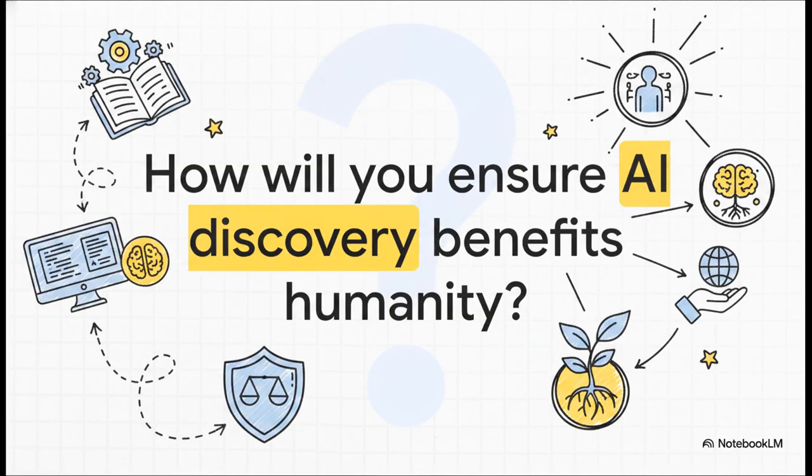I want to leave you with this final thought. AI is arguably the most powerful accelerant the academic world has seen in decades. It's going to speed up your literature reviews, your coding, your data processing. But at the end of the day, speed is completely meaningless without integrity. AI can accelerate your discovery, but how will you ensure your research remains trustworthy, human-centric, and ultimately benefits humanity?